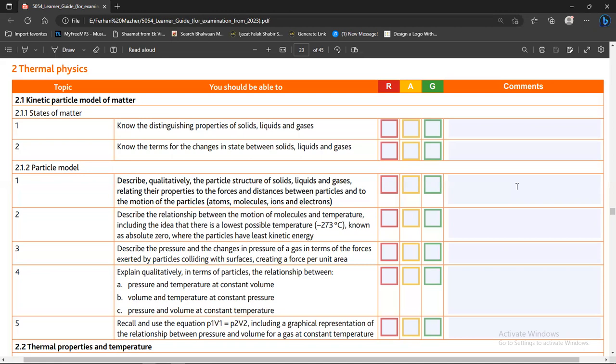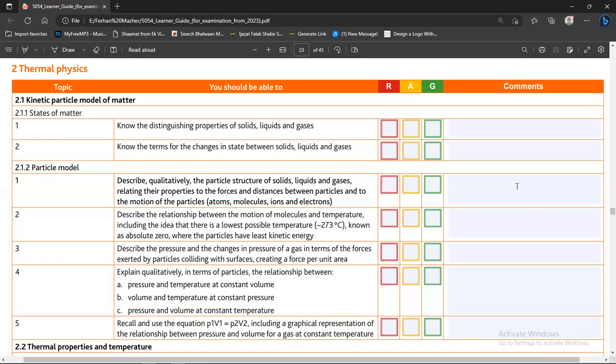The table headings are explained as follows. The first heading is topic, so it means these are the topics you will study. The second heading is 'you should be able to'. Here we will have the content in the syllabus you need to cover. The third heading is the checklist. There are boxes in which you can check. There are 3 colors. You can use the tick boxes to show when you have revised an item and how confident you feel about it.